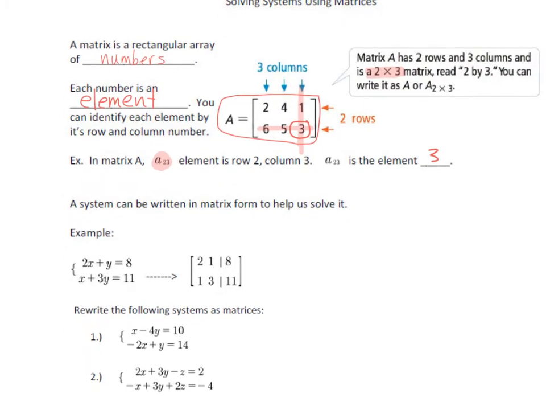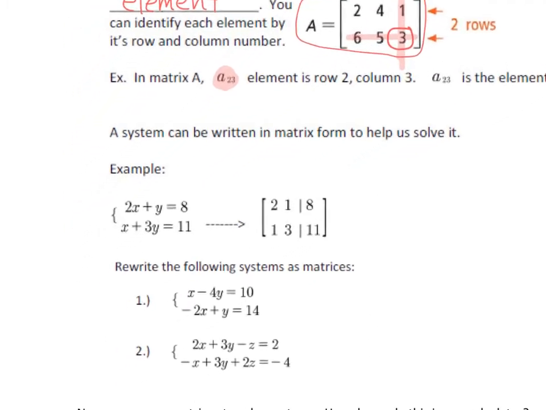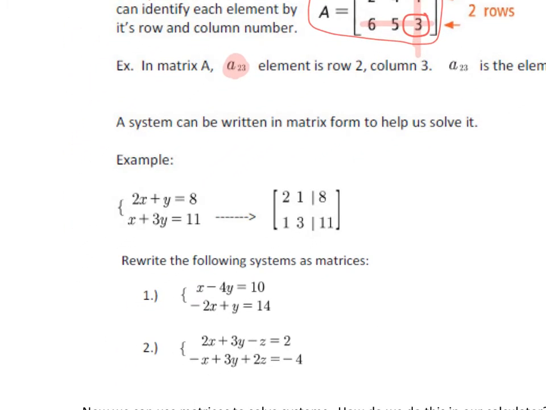Now, that's a little bit about how matrices are set up and how to identify things in them. Let's talk about what they can be used for. So since we just got out of chapter 1, which at the end was all about solving systems, we can actually organize systems into a matrix. Matrices are really useful when it comes to organizing a lot of information.